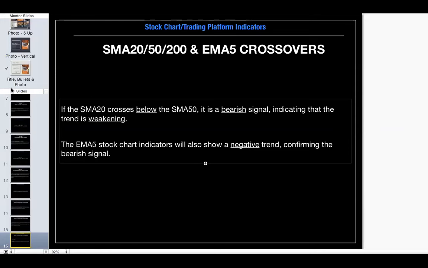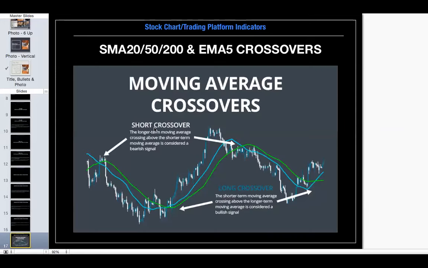And I'm going to show you an example here in a second. You can look and see the short-term crossovers here at the peaks of all of this, right? The longer term moving average crossing above the shorter term moving average is considered the bearish signal, at the peaks here, all in this area right here. And then you have your longer crossovers, where the short-term moving average crossing above the longer term moving average is considered a bullish signal, if that makes sense, right? You can look on the stock charts and see it every time it runs to the upside or to the downside. It's when those 20s are crossing over those EMAs. Not so much the 50 or the 200, but mainly the 20 and the EMA 5s.